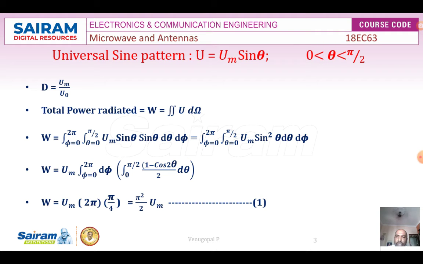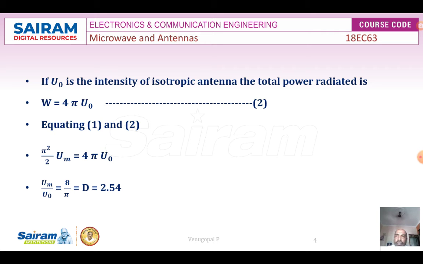You will get W is equal to Um into 2 pi into pi by 4, which becomes equal to pi square by 2 into Um. Call it equation number 1. And next find the radiation intensity of an isotropic antenna, which is nothing but the maximum radiation intensity averaged over all directions. W is equal to 4 pi into U naught. Call it equation number 2. Now equating equations 1 and 2, you will get pi square by 2 into Um is equal to 4 pi U naught. Then divide both sides by U naught. You will get Um by U naught is equal to 8 by pi, which is 2.54.